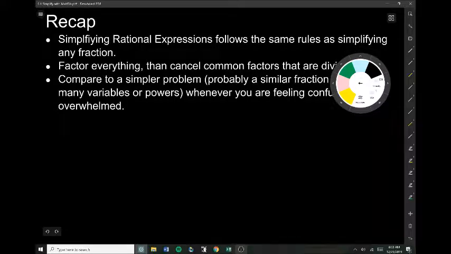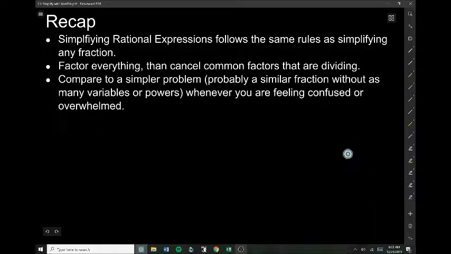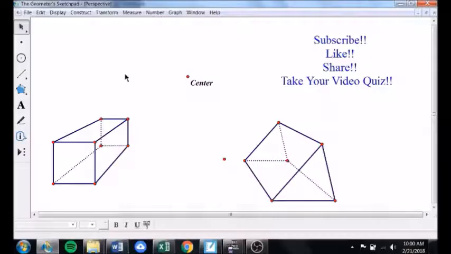To recap, simplifying rational expressions follows the same rules as simplifying any fraction. You can factor everything and then cancel common factors that are dividing, and compare to a simpler problem whenever possible, whenever you're feeling confused. There we go. You did it! You got through the video.